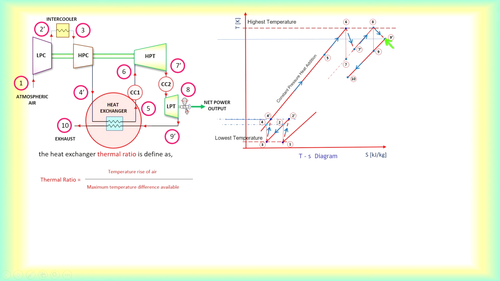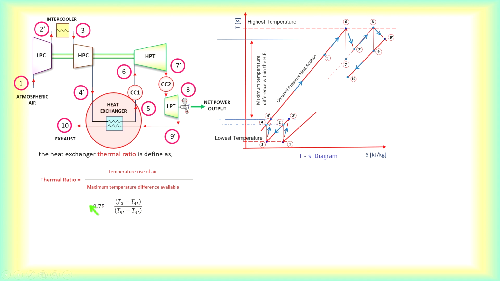So you have 9 prime and 4 prime. Or what about 5 and 10? You can see 5 and 10, the difference is very small, so that will not give you the greatest temperature difference. So the greatest temperature difference when you look at this, you can take T9 prime minus T4 prime. So then this is defined.